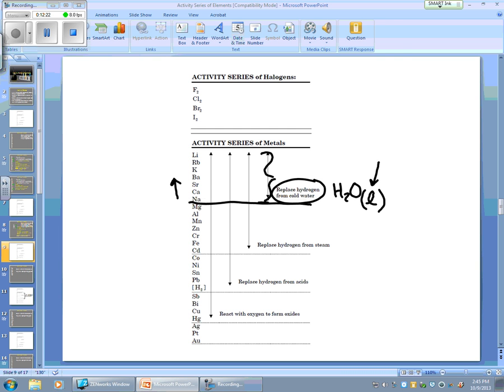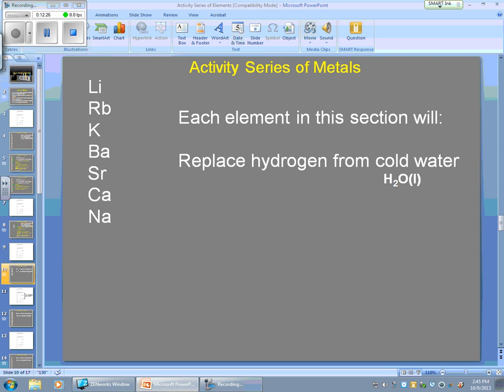All right. Now I have this in a little bit of detail here. So from sodium up to lithium, each element in this section will replace hydrogen from cold water. So what I'd like for you to do on your copy of the activity series is to take a highlighter or a different colored pen, and highlight H2O liquid. That way, if you see a reaction and they're putting something in water, you'll know to look at this part of your activity series.